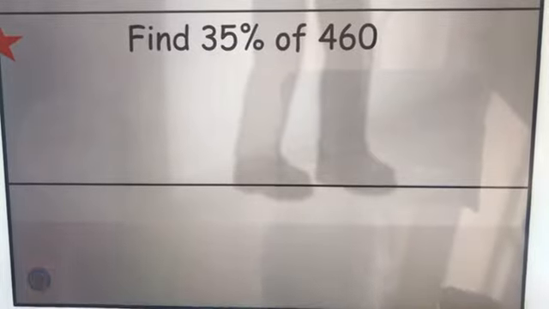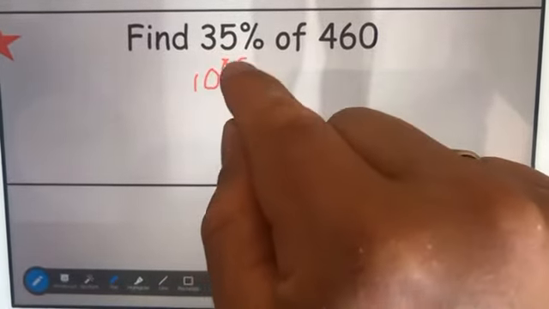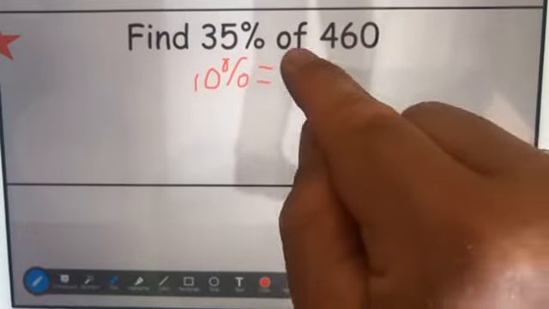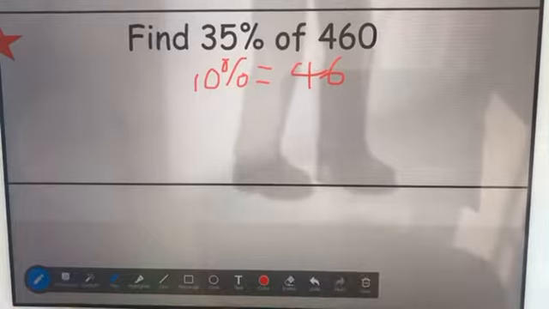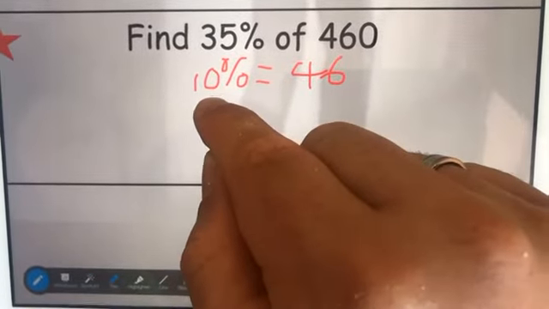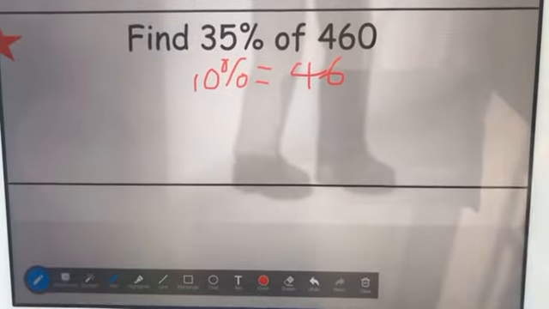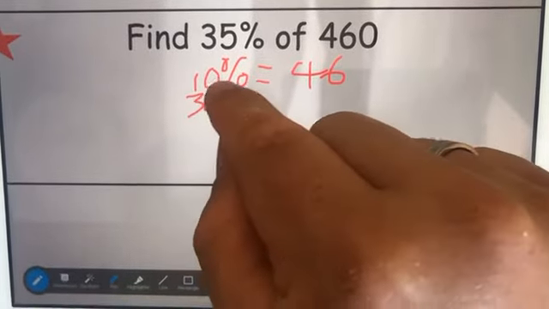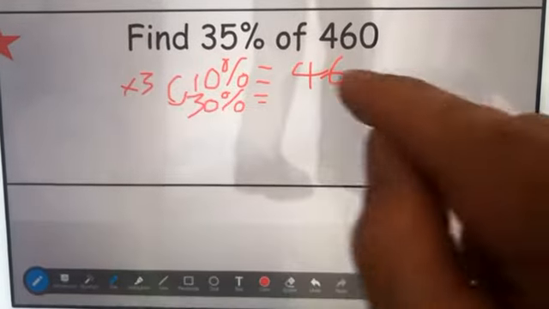Find 35% of 460. Every single time, always find 10% first. It's the easiest one to find. 10% of 460 is 46. Then once you've done that, because we've got a 5% on the end, we're going to need 5% as well. I'm going to find 30% first though, because I need a 30 and a 5. If I want 30% and I've got 10%, I just times both sides by 3.